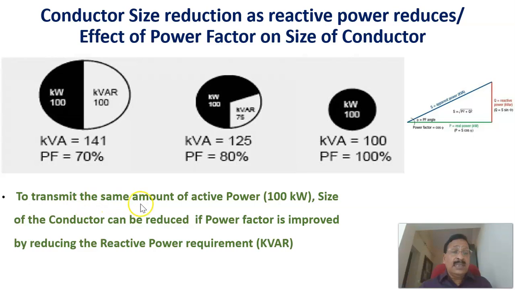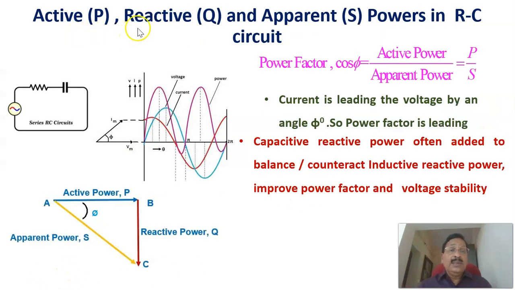Now, to transmit the same amount of active power, that is 100 kilowatt, the size of the conductor can be reduced. That is, the size of the conductor can be reduced if the power factor is improved by reducing the reactive power requirement. If you reduce the reactive power requirement, the size of the conductor can be reduced and the power factor can be improved. Now, continuing the active, reactive, apparent powers in RC circuit.